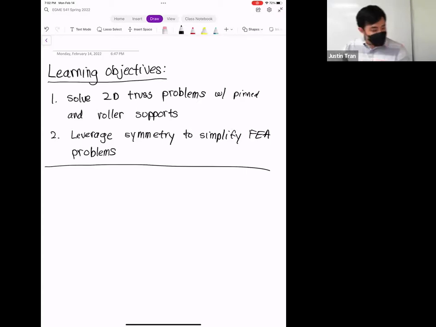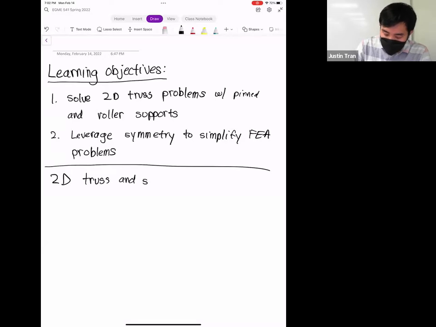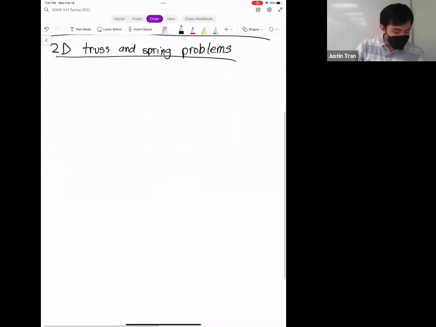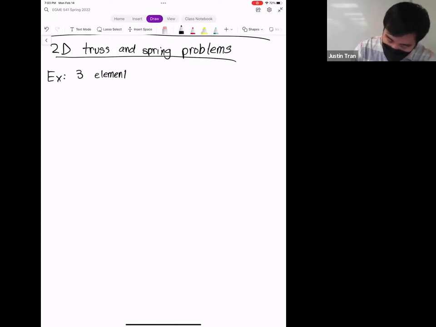Okay, all right, let's go ahead and jump right into it. Last week we were discussing 2D truss and spring problems. Let's jump right into an example. For this example, what I have is a three element assembly.